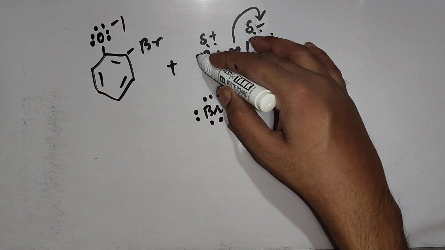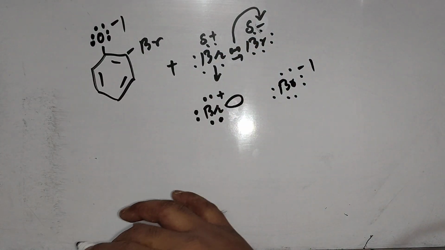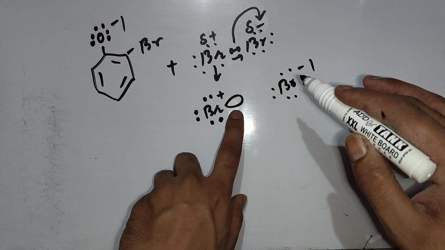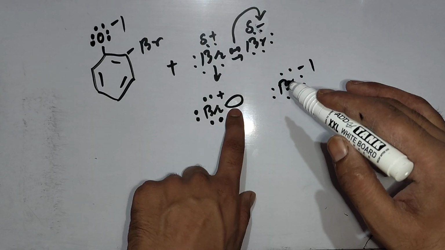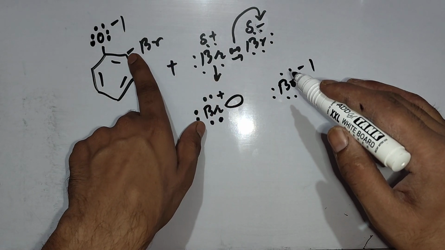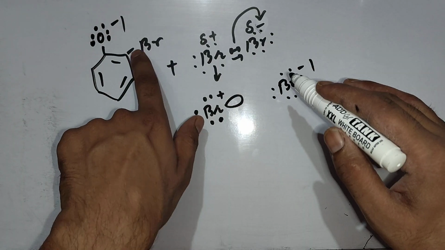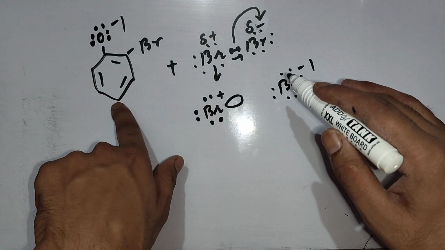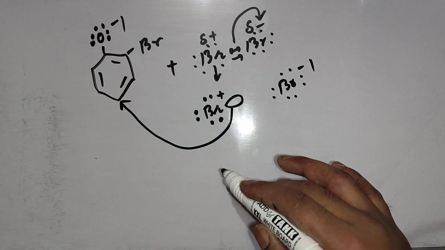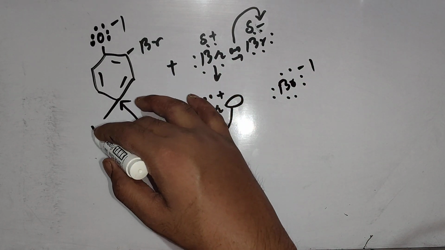Again the same pattern, this one. This brominium ion is looking for electrons, it has a vacant orbital, it's an electrophile. Now where will it attack? We know electrons are available on ortho and para positions, but first the ortho position is occupied by this bromine. So the second option is para, it will attack on para. Here we have hydrogen, same mechanism.